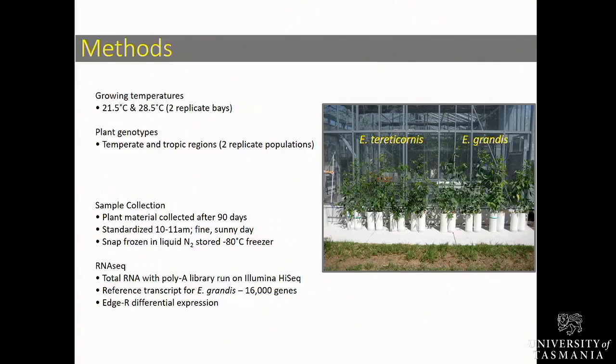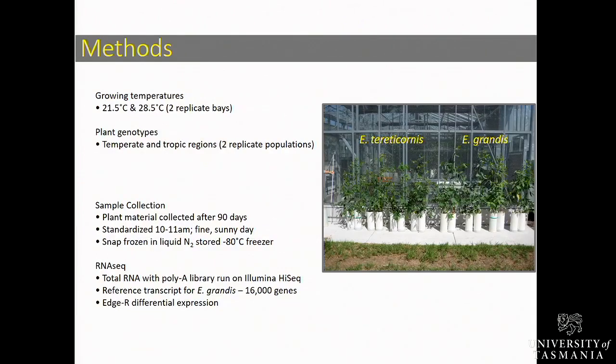So, a quick methods slide. Two growing temperatures, 21.5 and 28.5 degrees Celsius, 4 different glasshouse bays, so we had replication among glasshouse bays. We had 2 different plant genotypes per species, temperate and tropic. We collected the samples in the middle of the day, and we snap froze them in liquid nitrogen, stored them in a -80 freezer, and we ran RNA-seq on them. We used Eucalyptus grandis as the reference transcriptome, and got about 16,000 genes. Our mapping rate was between 70 and 80% for our RNA-seq data, which is pretty decent.